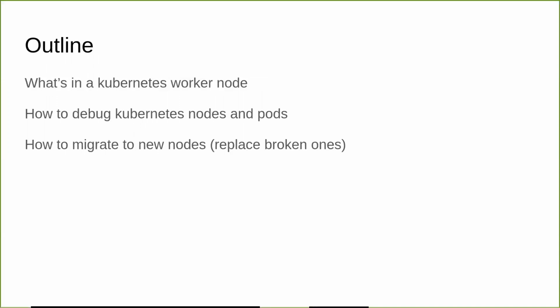So we will basically talk about three things today. What is in a worker node, and try to figure out if something doesn't work in our service or in our cluster, why it doesn't work, how to debug it, like how to debug the nodes and all these components that run inside them, and then how to migrate to new nodes or to be fresh and have smaller uptime, and or how to replace broken ones.